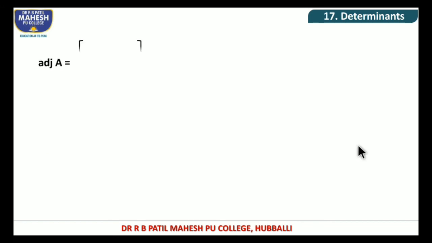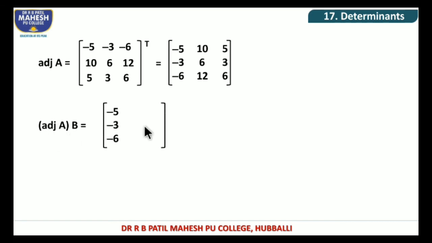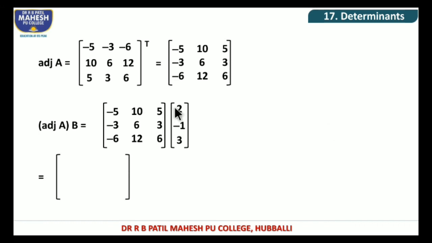Therefore, we can find out adjoint of A, which is the transpose of this cofactor matrix. Then the first row becomes first column, second row becomes second column, and third row becomes third column. So after finding adjoint of A, we have to compute adjoint of A into B. Write down the value of adjoint of A and multiply with the matrix that contains the elements 2, minus 1, 3.